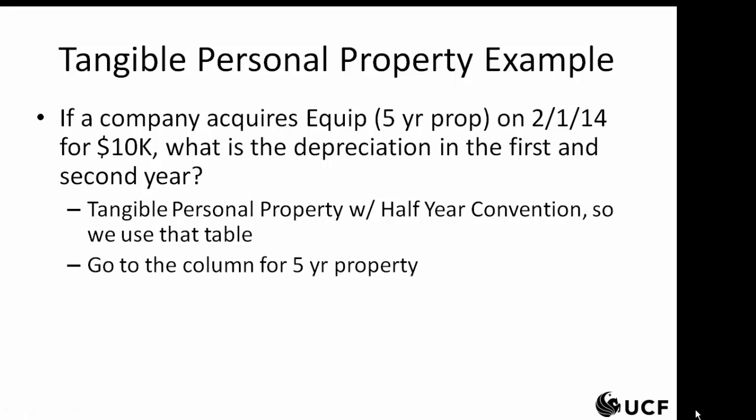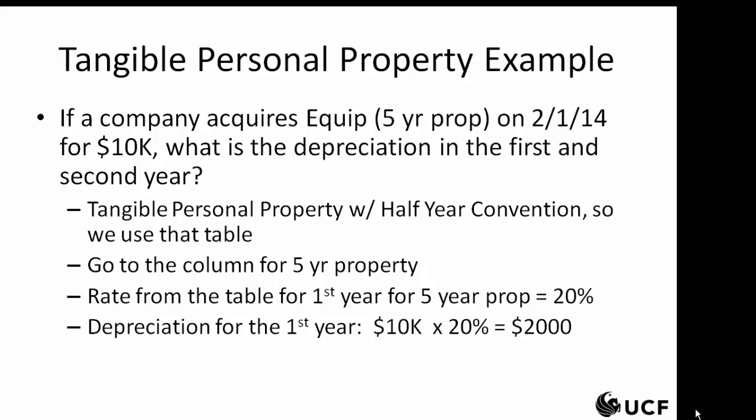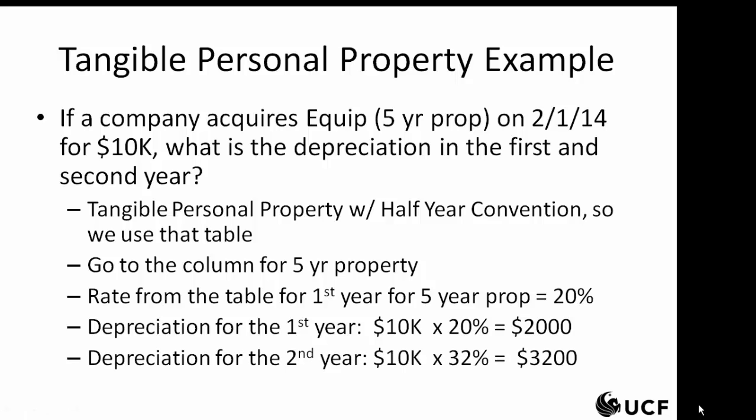We then go to that table and then go to the column for 5-year property. We take the rate from the table for the first year for 5-year property, and that's 20%. So the depreciation for the year is going to be $10,000 times 20%, or $2,000. Looking at the table again, we find that the rate for the second year is 32%. So again, we take the original cost, $10,000, times 32% for a total depreciation for the year of $3,200.